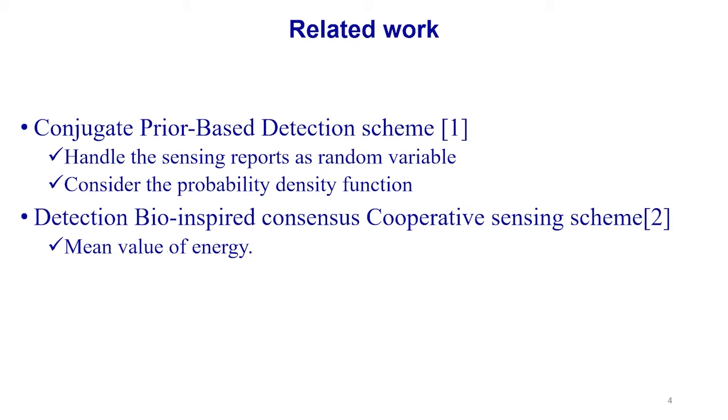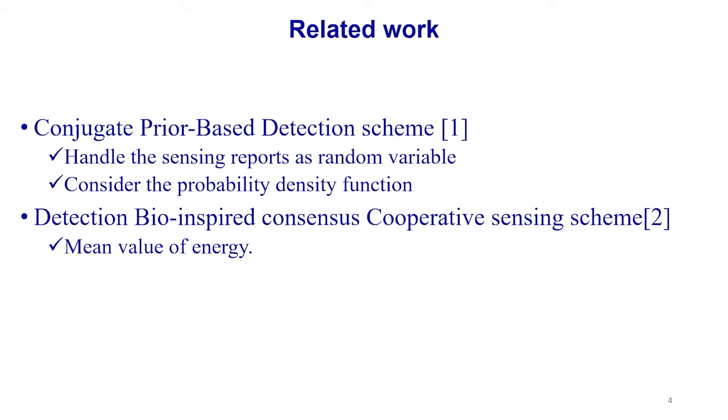The conjugate prior detection scheme can also isolate false sensing reports received from any misbehaving secondary users. When a sensing report is considered to be false, it is not included in the final decision making of the spectrum access.